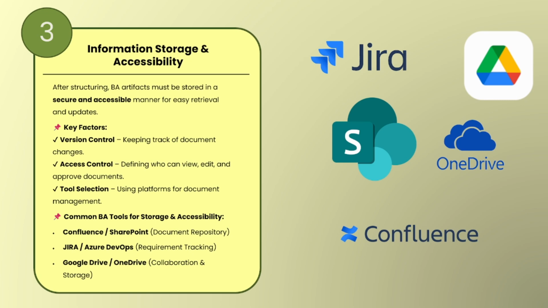Then the next key step is information storage and accessibility. After structuring, the BA artifacts must be stored in a secure and accessible manner for easy retrieval and updates. It is very important to store it in a secure and accessible manner. Once we have organized all the information properly, the next step should be to save it somewhere safe, but it must also be easy to find. So think of it like keeping your files in a digital locker that's both secure and neatly labeled as well.